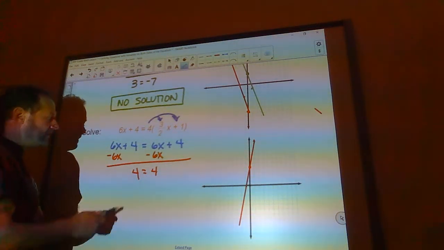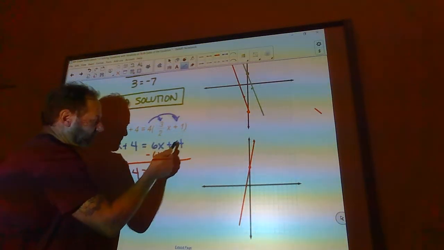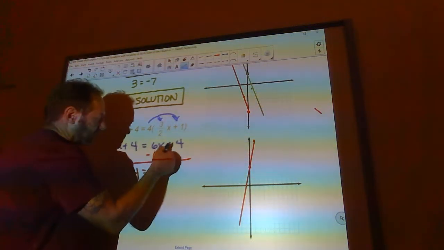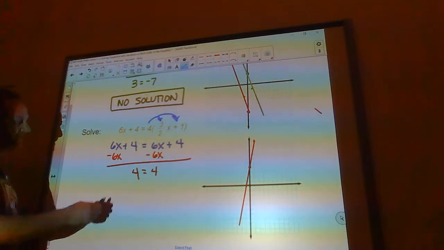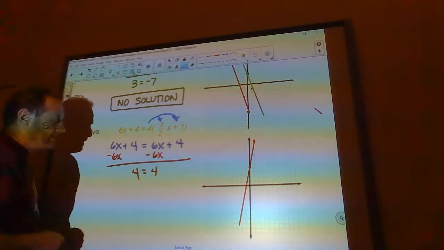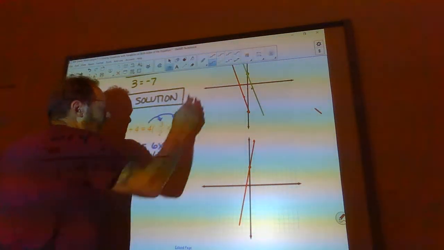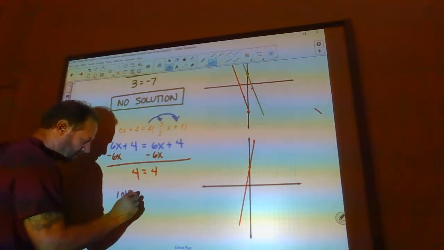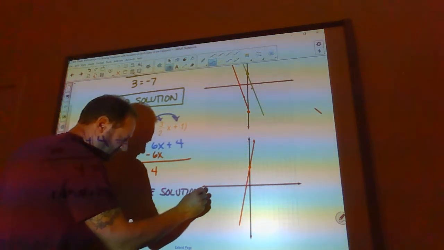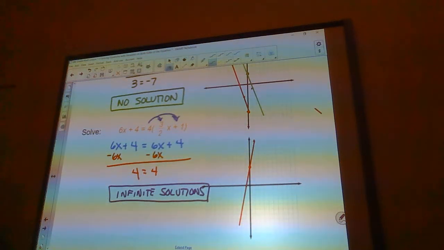Okay, no matter what number I put in here, let's say I put 0 in here. 0 times 6 is 0 plus 4. 6 times 0 plus 4 is also 4. If I put in 10, that'd be 64 equals 64. If I put in negative 2, this would be negative 12 plus 4 would be negative 8. It'd be the same thing over here. So everything is a solution to this. We say it has infinite solutions. Everything's a solution to this thing. Okay?